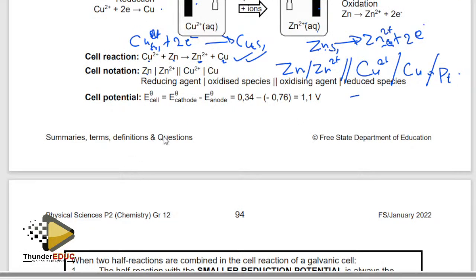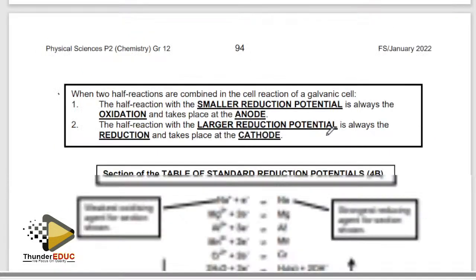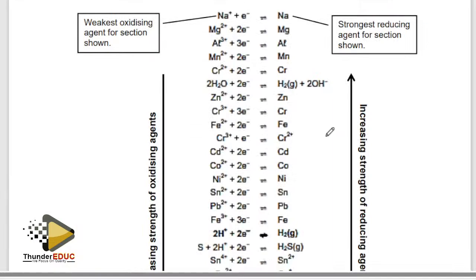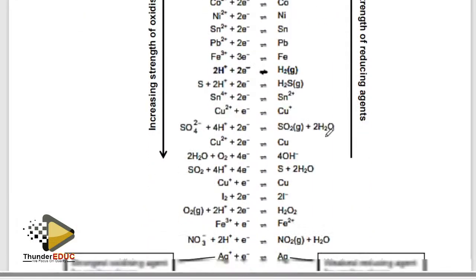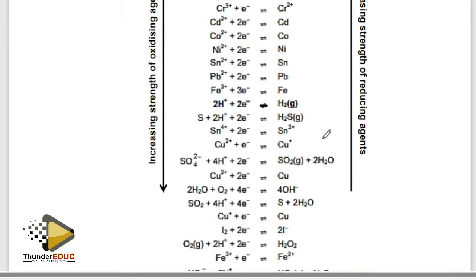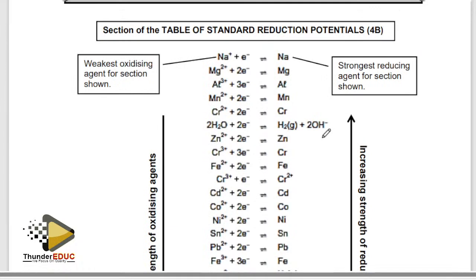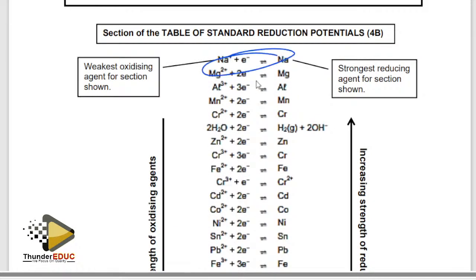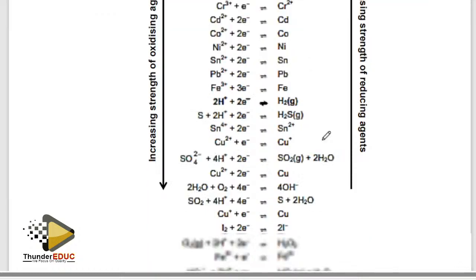Then to calculate cell potential, cell potential is equal to cathode minus the anode. Then you have to look at the reactivity series. I used to tell you that it must start with the one which has lithium on top. The one which is on top is more reactive than the one which is on the bottom. So that's how you can identify.